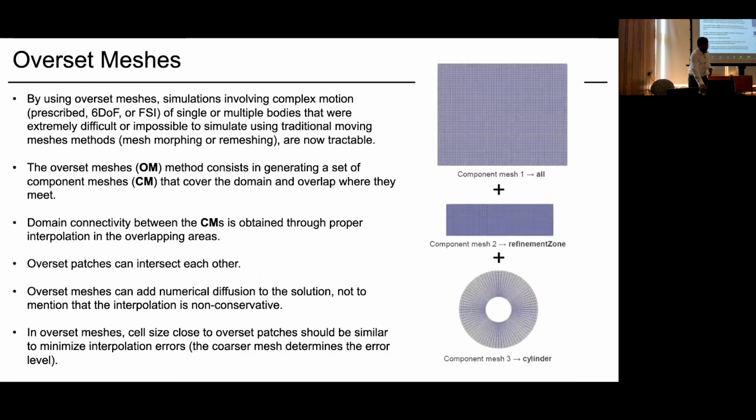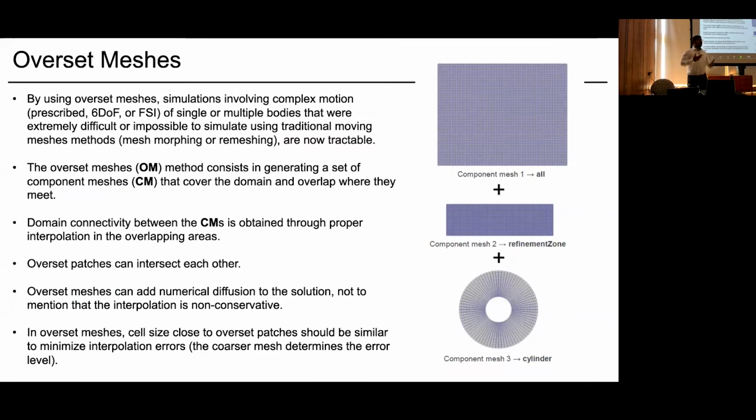Now, the thing that I stopped telling you is that there are cons. You cannot really consider overset to solve all your problems, because accuracy-wise, mesh morphing is more accurate in my experience than overset methods. Overset mesh can add numerical diffusion to the solution, and interpolation always has some error.